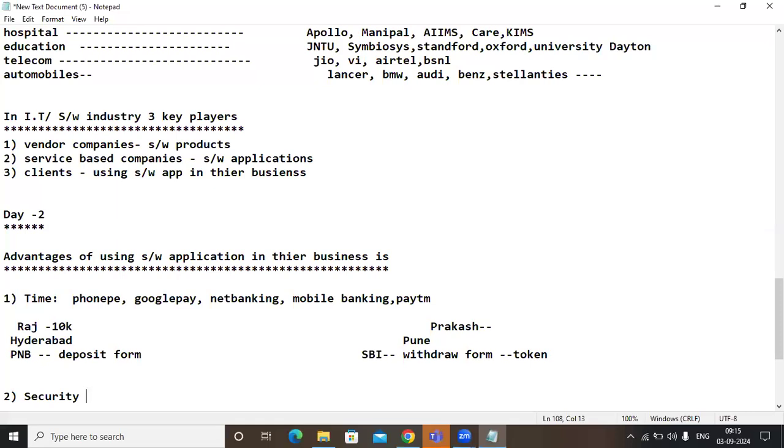Yes. Because I can say software applications are part and parcel of our life. Am I correct or not? Tell me, can we imagine without PhonePe, without net banking, without mobile banking, can we perform any transaction in real time? No. Because nowadays every transaction is what? Online only, correct or not?